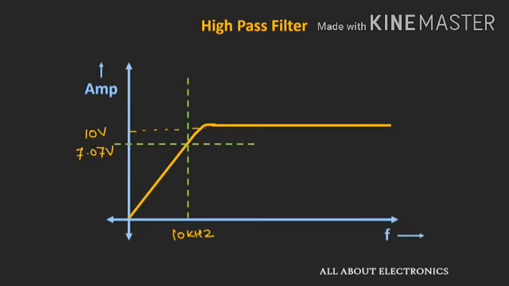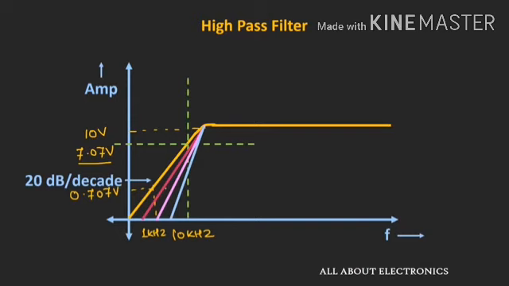And if we go 1 decade away from this 10 kHz frequency, let's say at 1 kHz, the output will be 1/10 of this value, that is 0.707 volt. Now suppose in your design you want that at 1 kHz your output should be even much smaller than this 700 millivolt, then you should go for higher order filters, because for the first order filter the roll off is 20 dB per decade, and as we go for higher order filters the roll off will sharply increase, and the output at 1 kHz will drastically reduce for the higher order filters.